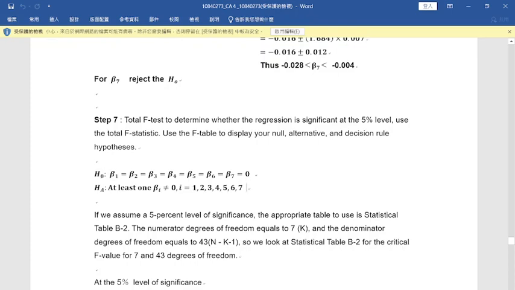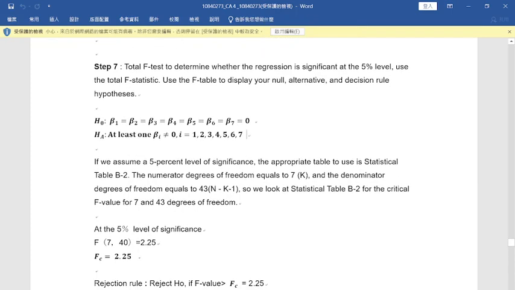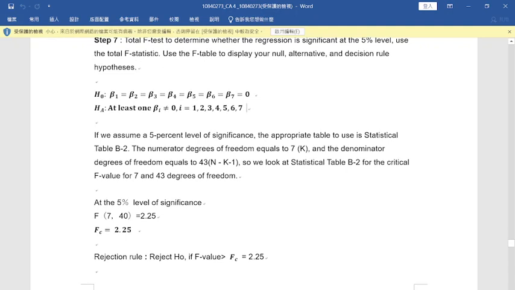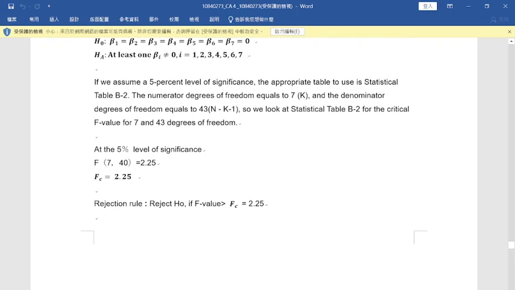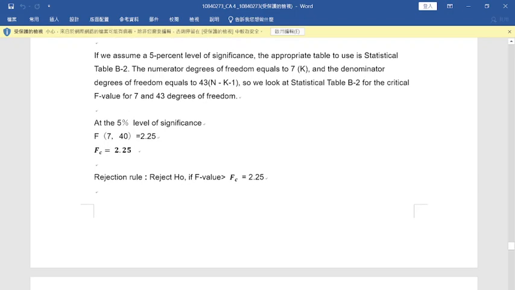And step 7, that's here. The numerator degrees of freedom equal 7, and the denominator degrees of freedom equal 43, and I actually simply looked at 7 and 40, and I got 2.25. And here is the rejection rule: if the F value is greater than 2.25, then we can reject.